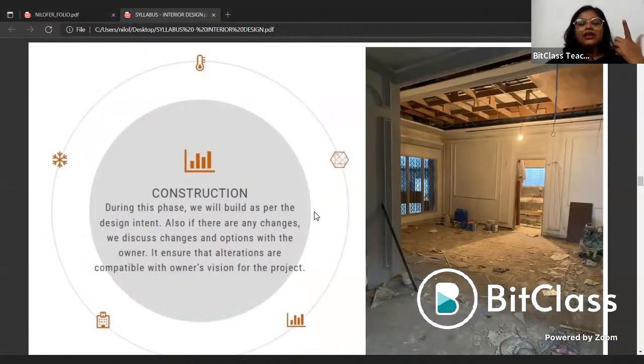Okay. Next comes the last phase, which is the execution phase. In the execution phase, you have done the research, you have designed, you have finalized the construction drawings, you have provided that to the carpenter or electrician or plumber. Now you are good to go. This is where the final execution part takes place.